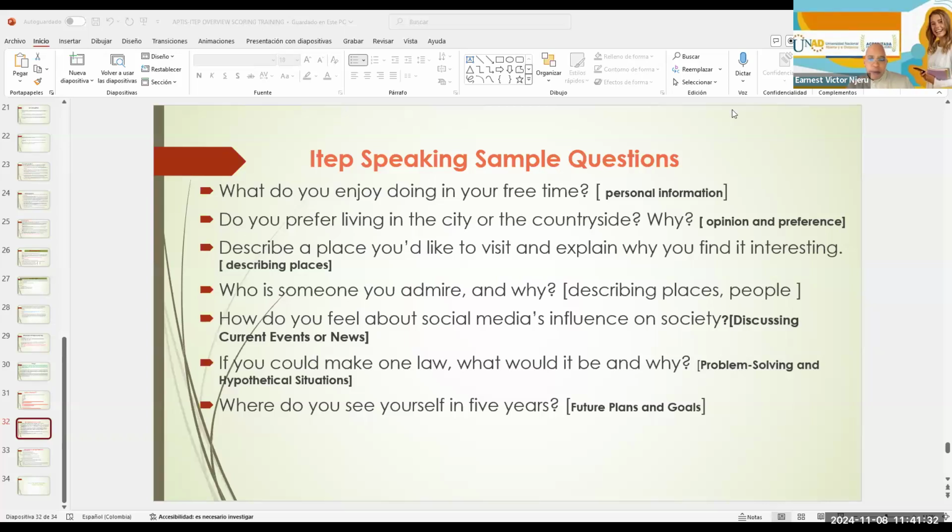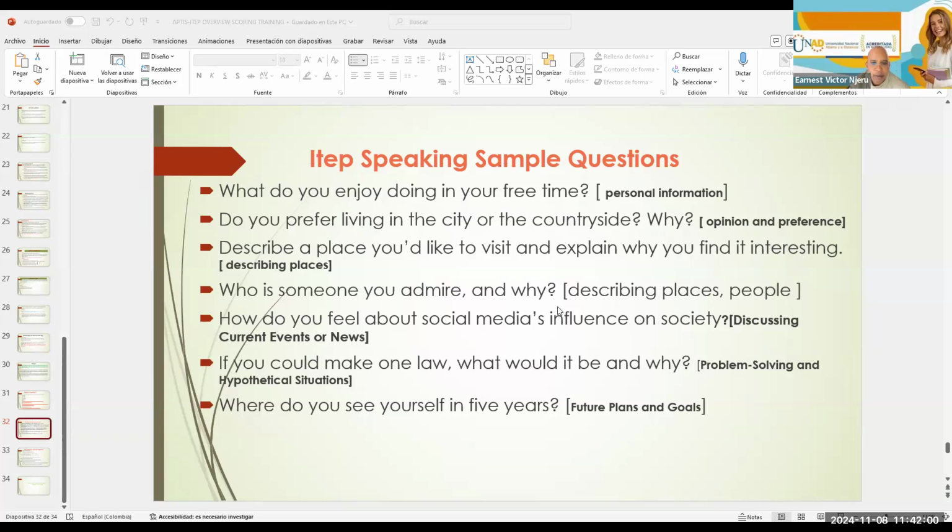You are going to find that some of the possible questions, the speaking part, you can find them. It's very important to take note on this, especially in the speaking segments of this kind of the Aptis exam. You can find personal information, for example, what do you do in your free time, about opinion and preferences. They could ask you where you live, country, city, a description of the places.